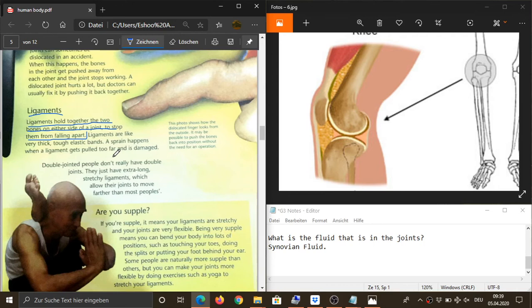So again, if we ask ourselves, why do we need the joints after all of that? All of what we have studied about the joints. We've been speaking about joints for a very long time now.